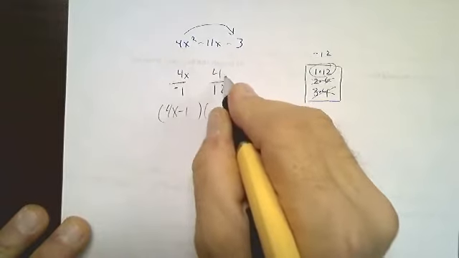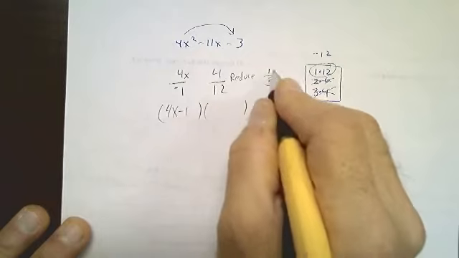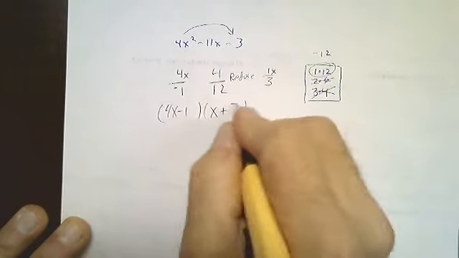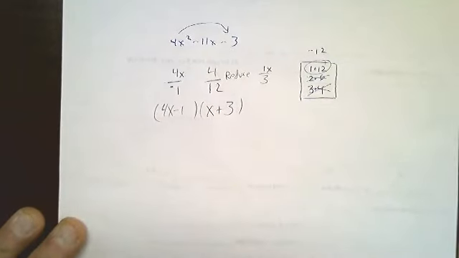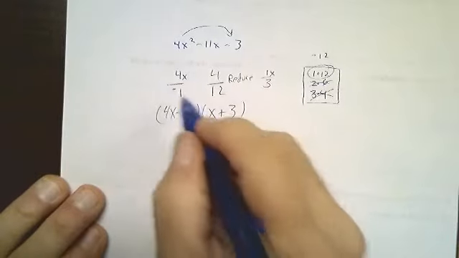4 over 12, reduce. 1 over 3. Put your little x beside that guy. That's x plus 3. 4x minus 1, x plus 3. Works like a charm every single time. Check it out.